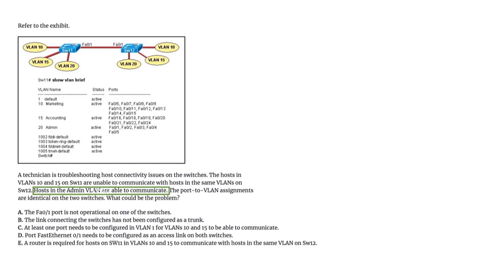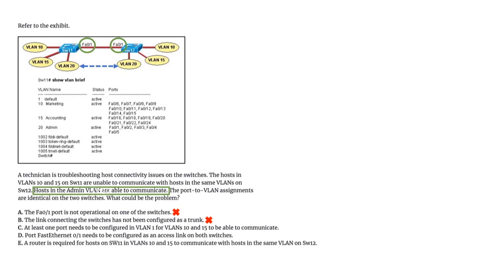So if you look at answer A, it says the FA0/1 port is not operational on one of the switches. So there are the ports, and you can see there's one on each switch. And we know that VLAN 20 is able to communicate over that link. So the FA0/1 port is not operational is not the answer. If we look at B, the link connecting the switches has not been configured as a trunk. We know that's incorrect because VLAN 20 is still talking to VLAN 20 on the other switch.